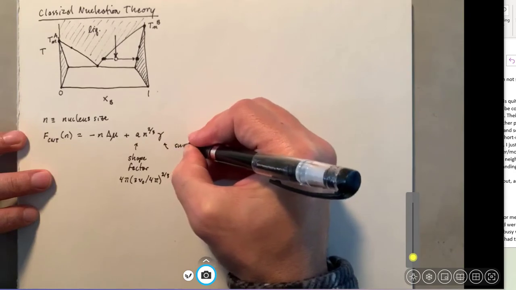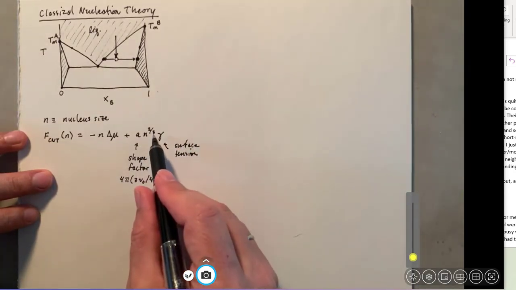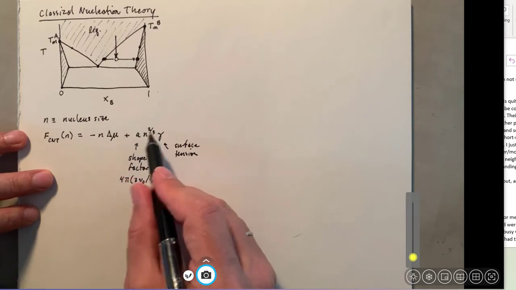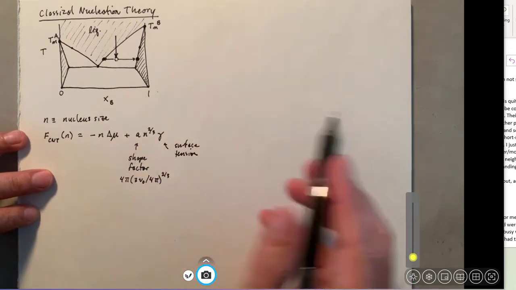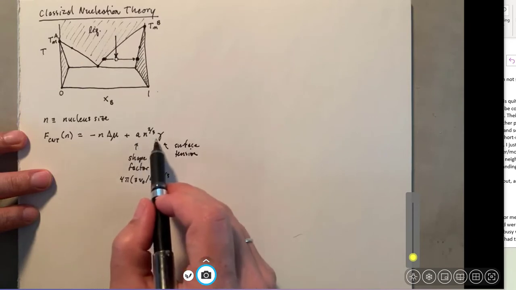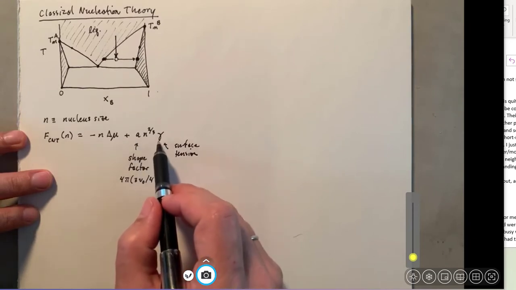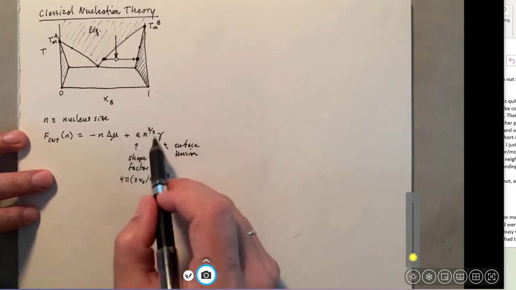This is surface tension. When we multiply this shape factor by n to the 2/3, we get the area of a nucleus of this size n. Okay, so this is what allows us to think of this as an interfacial free energy term. This is energy per area multiplied by the area.